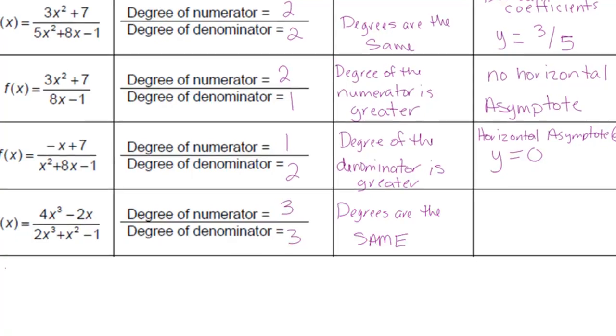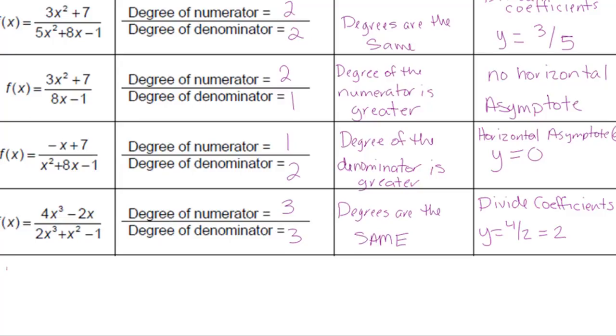When they're the same, please remember that we are dividing the coefficients. In this case, that would be 4 divided by 2. If you can simplify, like in this case, your horizontal asymptote would be when y is equal to 2.